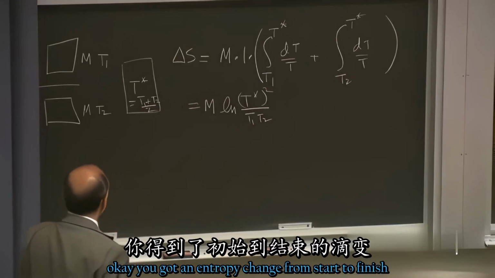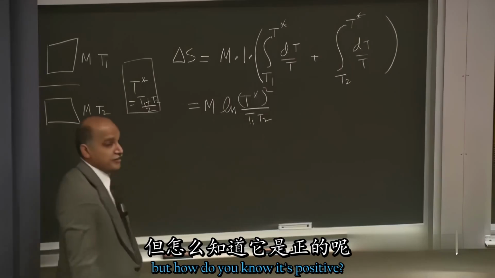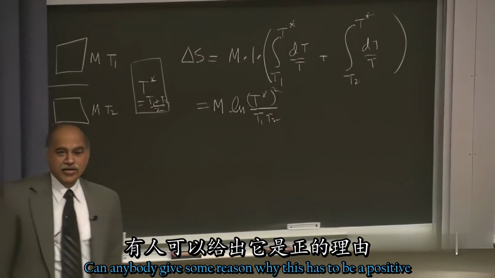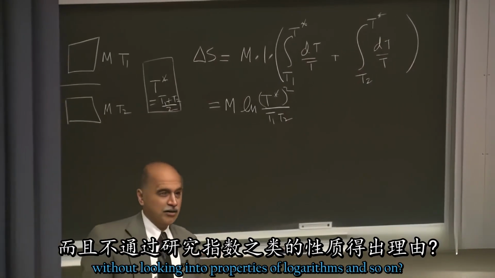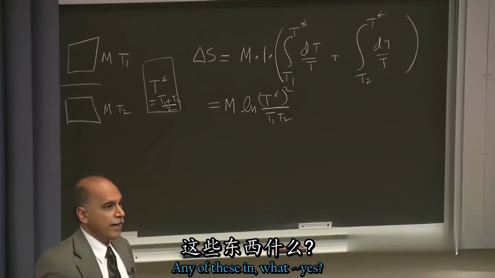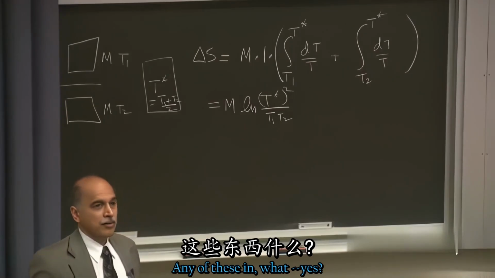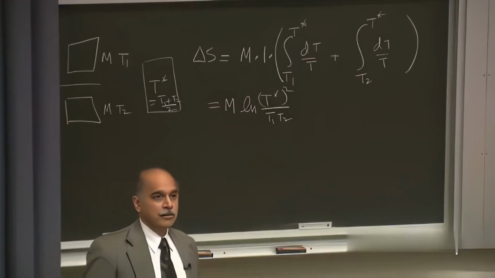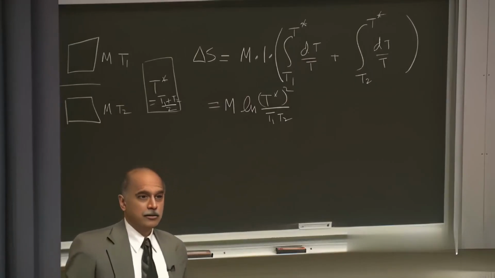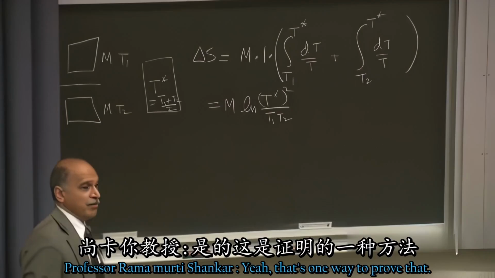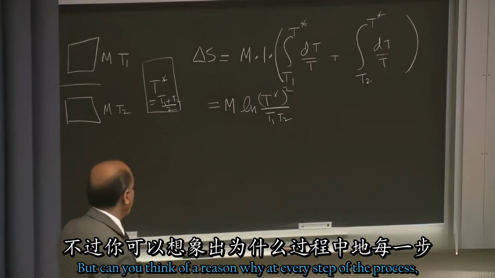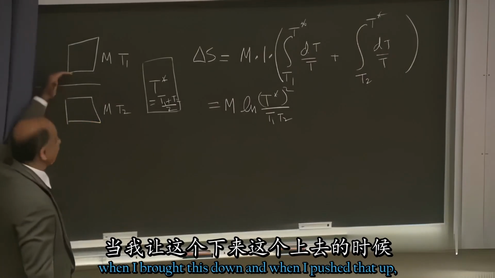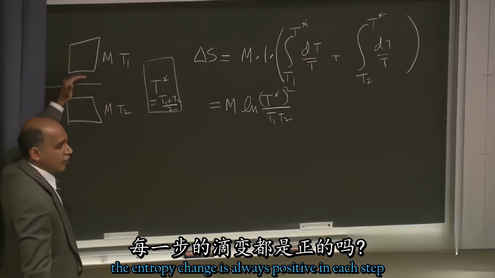Now we have to ask, okay, you got an entropy change from start to finish, but how do you know it's positive? Can anybody give some reason why this has to be positive without looking into properties of logarithms and so on? Any reason why? Yes? T star is the arithmetic mean of positive T1 and T2, and that should be greater than the geometric mean, so T star squared is greater than T1 T2. Yeah, so that's one way to prove that, but I'm asking: can you think of a reason why at every step of the process, when I brought this down and when I pushed that up, the entropy change is always positive in each step?